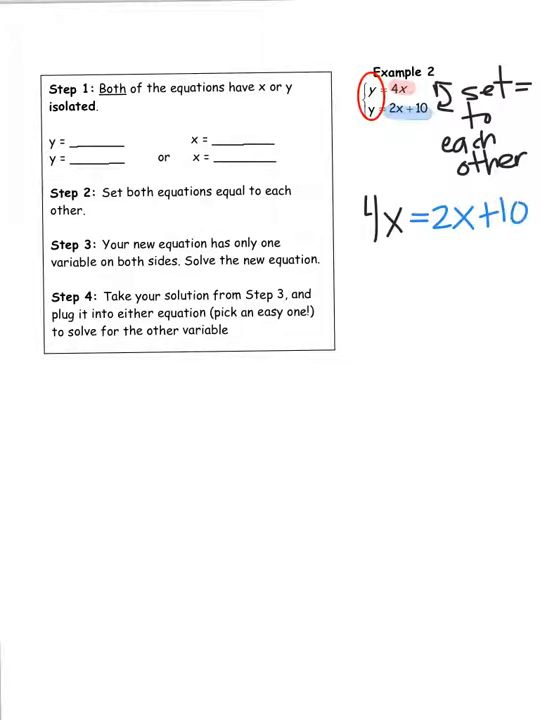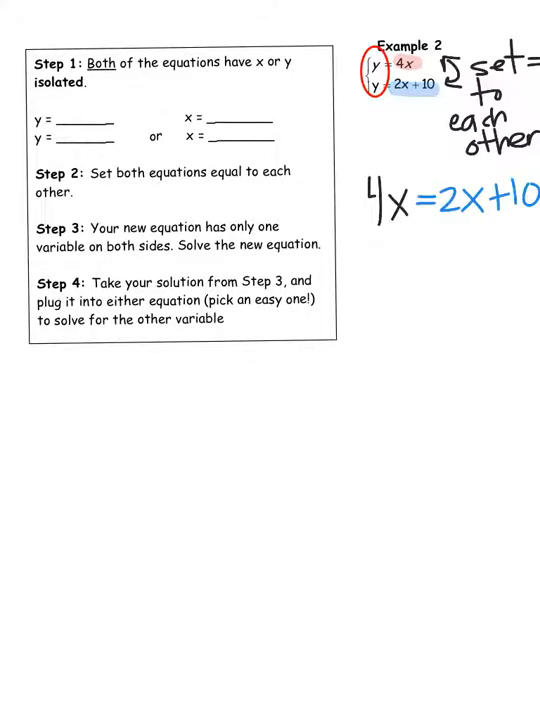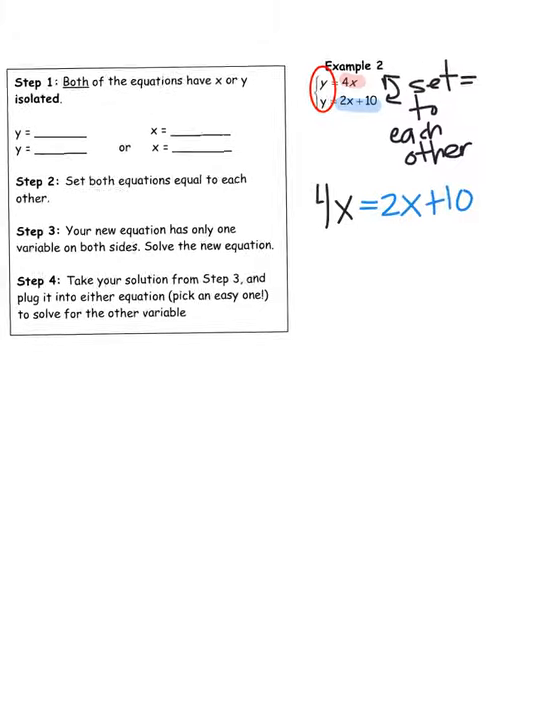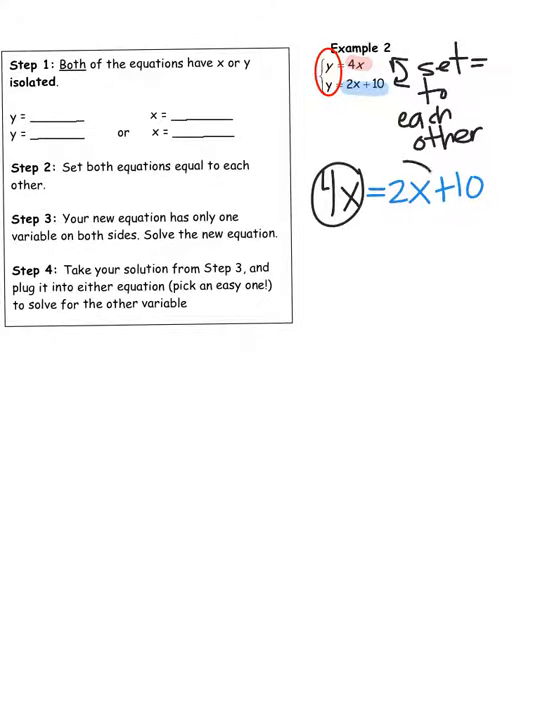Okay, and now let's go back to our steps. Step 3 says your new equation has only one variable, x and x. It does. The variable is on both sides. Solve the equation. So we just have to remember how to solve this equation. When I have variables on both sides, I can't just combine like terms.